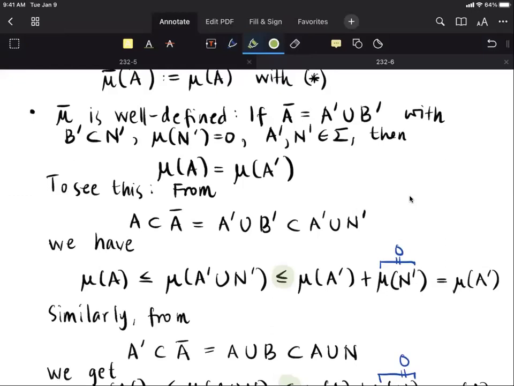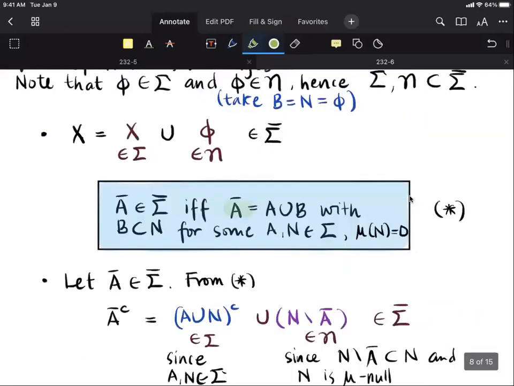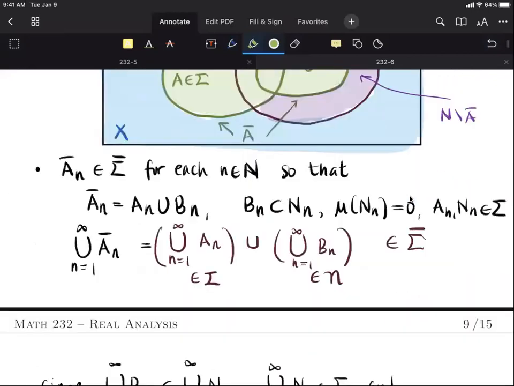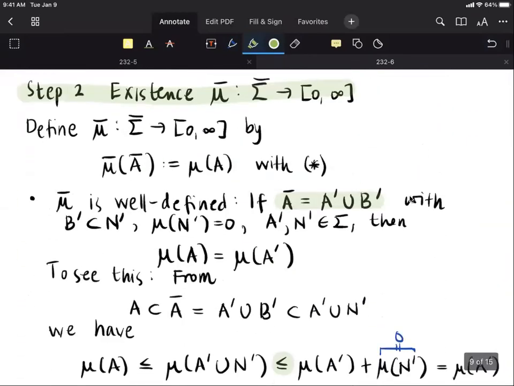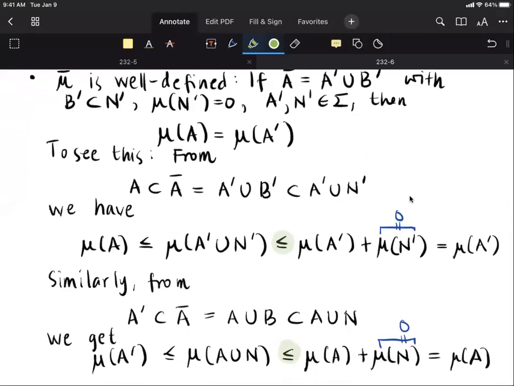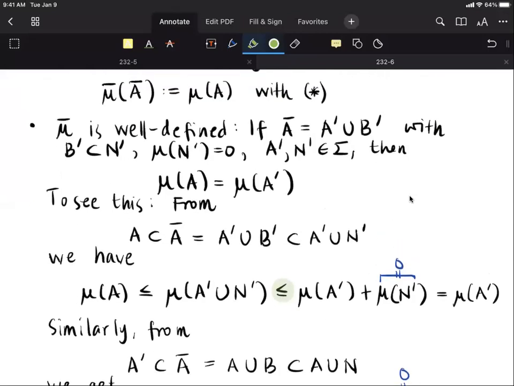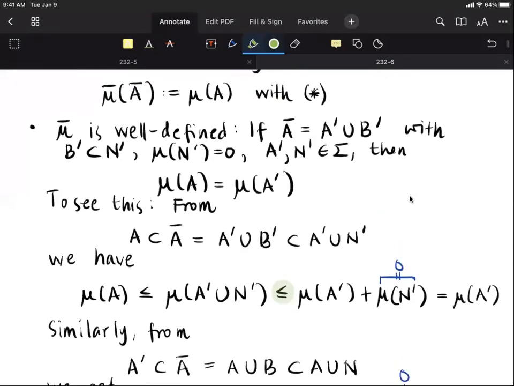Okay, so mu bar is well defined. Again, it does not depend on the representation of A bar. So if you have another representation, then you can use that as well, and you will get the same result. Okay, so that's the first part, the fact that mu bar is well defined.